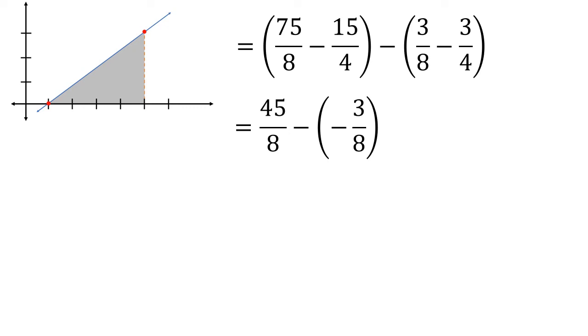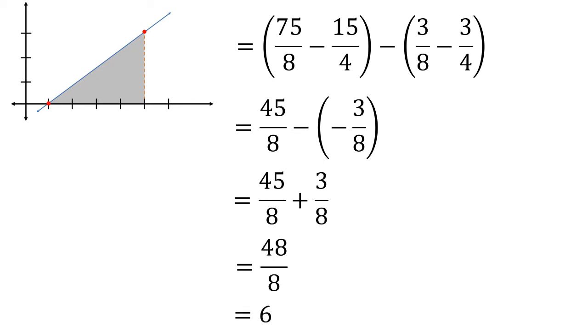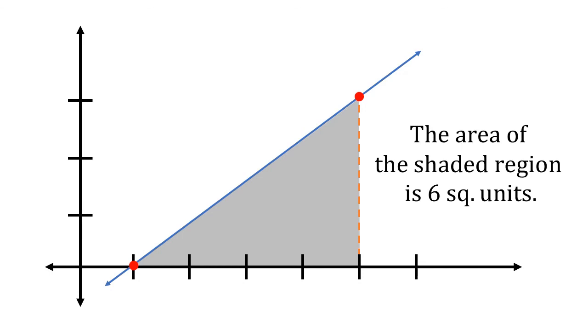So 75 over 8 minus 15 over 4 is 45 over 8. 3 over 8 minus 3/4 is negative 3 over 8. So we're going to distribute the negative sign, so that will be positive. So this will become 45 over 8 plus 3 over 8. 45 plus 3, so these are similar fractions. So we just copy the denominator, so this will become 48 over 8 or 6. So we can say that the area of the shaded region is 6 square units.